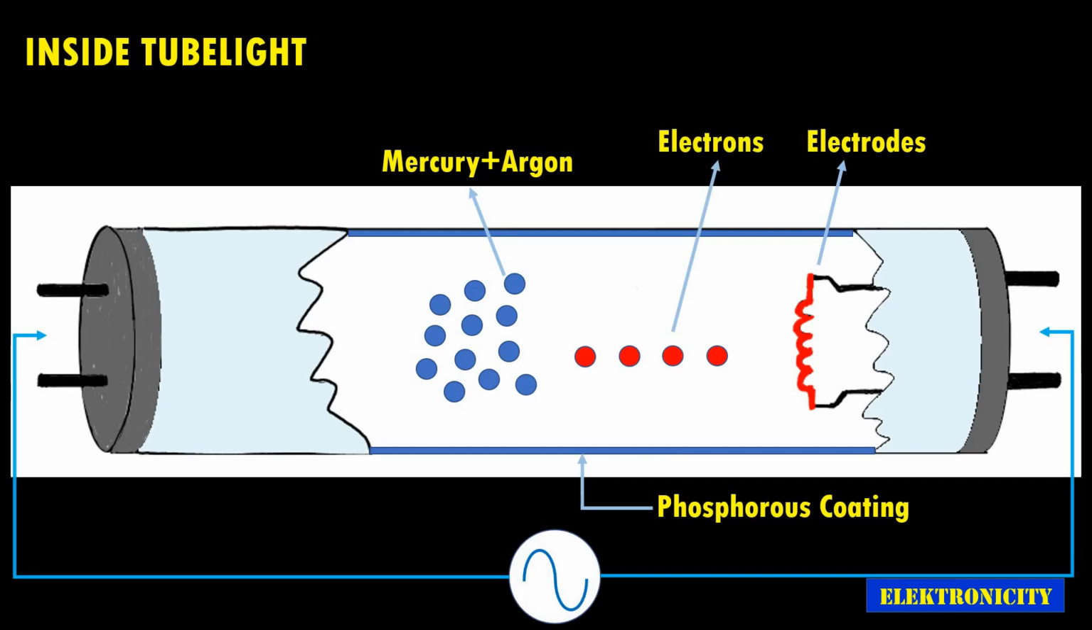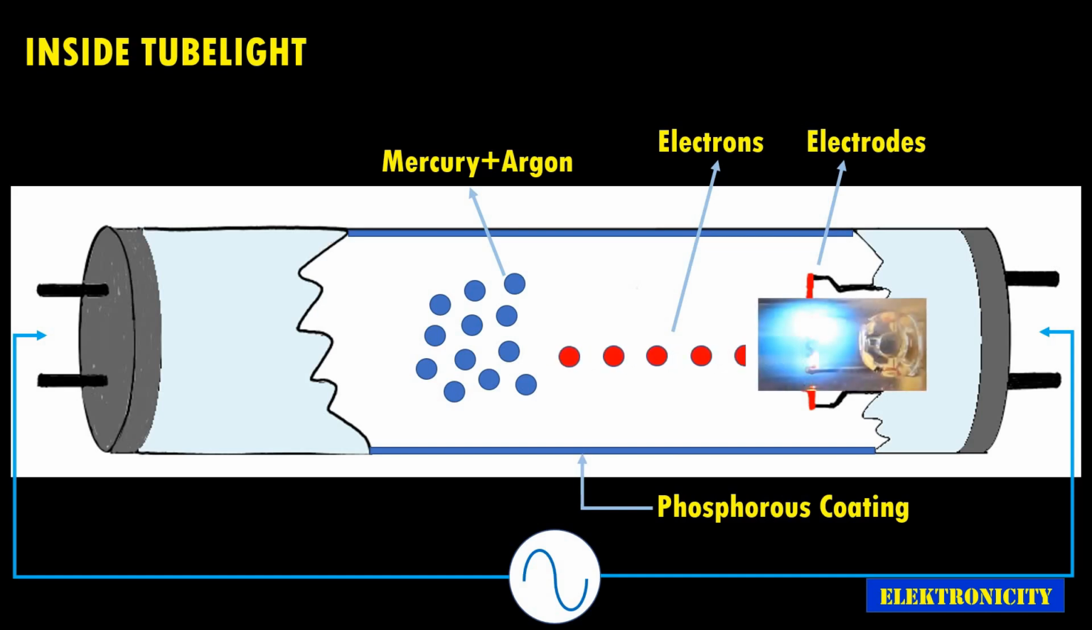The presence of high voltage on electrodes pushes the electrons from one electrode to another, which creates an arc that converts mercury present in the tubes to vapors. This whole process creates ultraviolet light, which gets converted to visible light after coming in contact with phosphorus coating on the inner side of the tube.